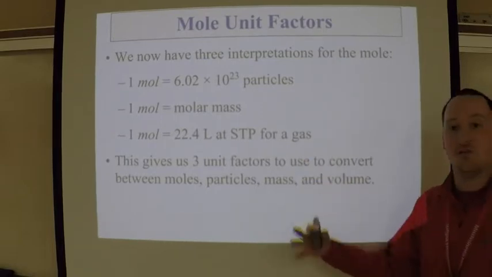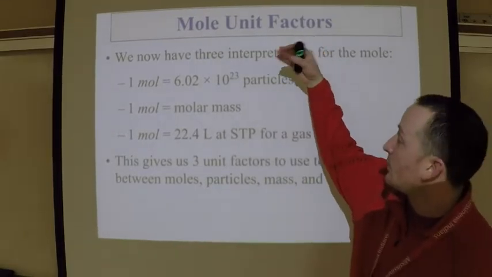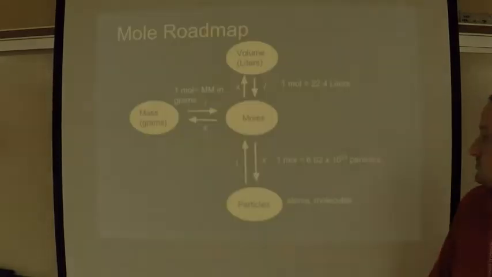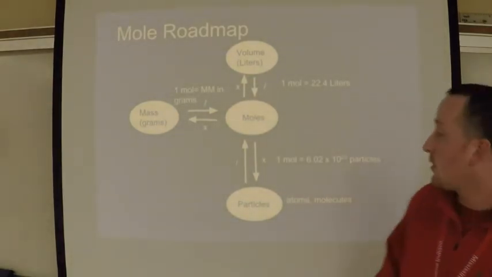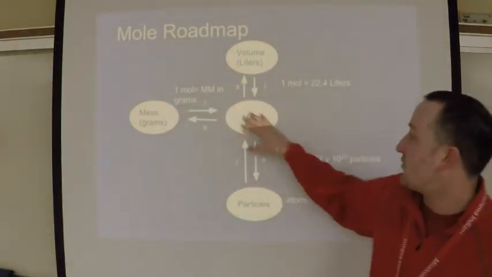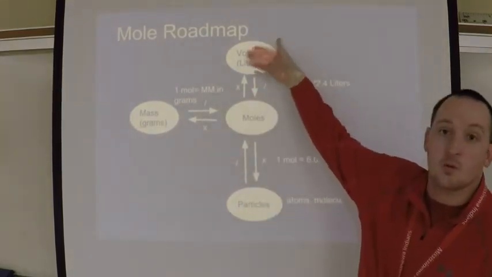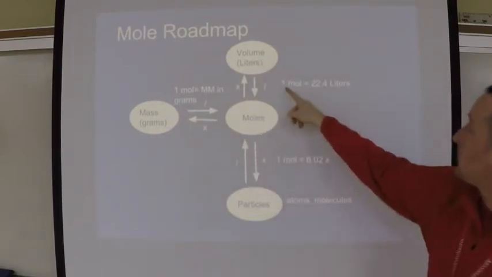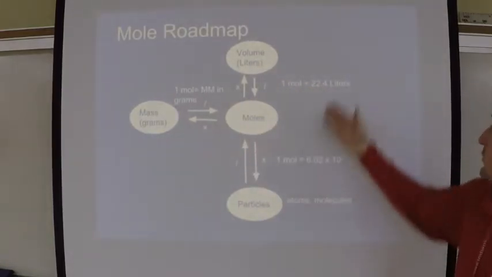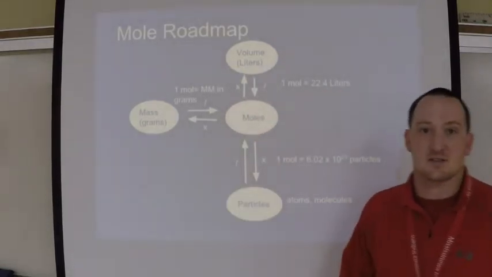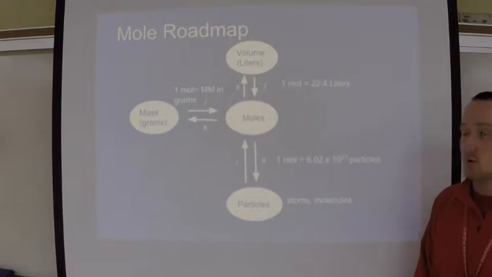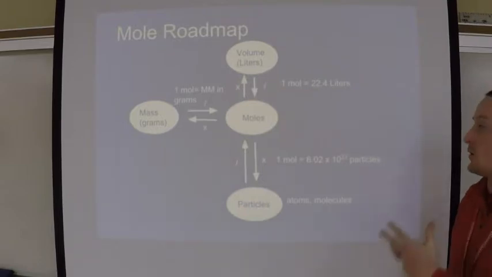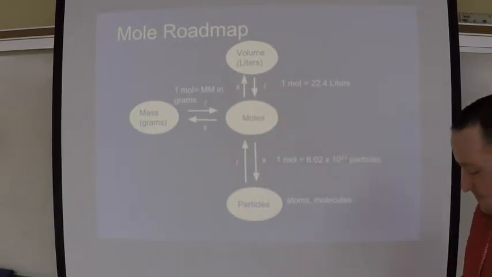So now we have 3 unit factors we can use. We can convert between particles, moles, mass, and then now liters. So here's kind of a new and updated roadmap. Obviously the one on your last notes page just had these 3 circles. Well, now we're adding another one. We're adding volume in liters. So you can convert between volume in liters and moles by using this conversion. 1 mole is equal to 22.4 liters, and that's only when it's a gas, so keep that in mind. Okay, so you should have that mole map on your page. This will be, again, very helpful for you in order to convert between units.